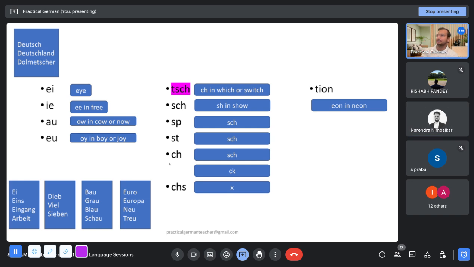So you say doll, and then you have me, and then you have the letters s, c, h. How do you say that? Sch. So doll match, Dolmetscher. Doll matcher. Dolmetscher. Okay.